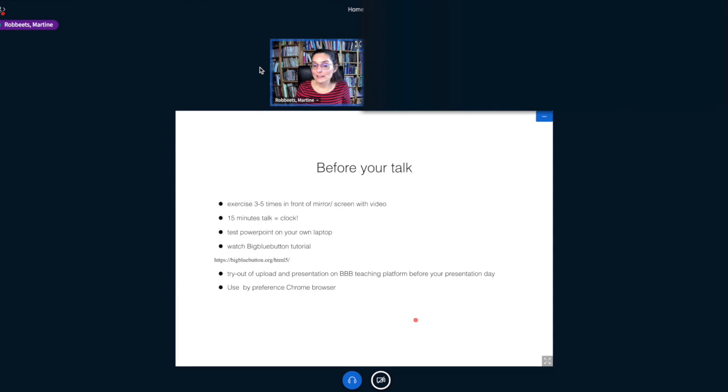Then the talk, as already said, should be 15 minutes. But sometimes when you're very enthusiastic about your topic, 15 minutes are very short. And you might think, oh, my slides are just 15 minutes. And then when you present it in real time, it's much longer. So make sure to really clock it, second and minute, before you come to the classroom or to the virtual classroom.